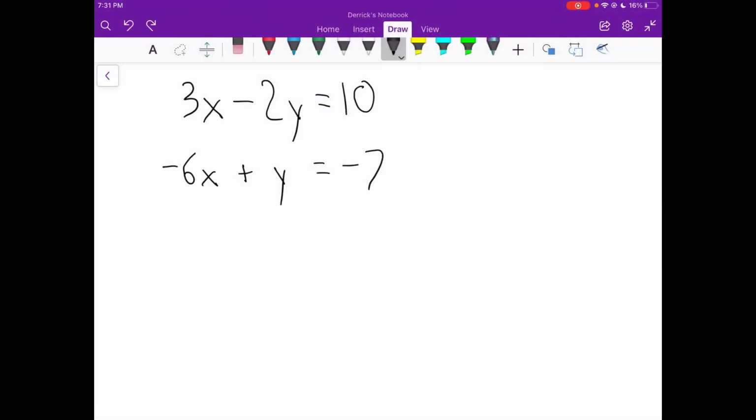As an example, let's look at this system: 3x minus 2y equals 10 and negative 6x plus y equals negative 7. First, I want to make sure that everything is set up in order. Building these matrices only works if you've got both equations in the same order.